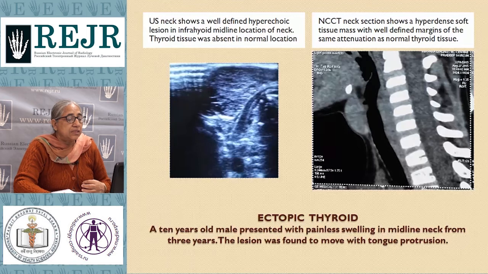This is a case of an ectopic thyroid in a 10-year-old male who presented with a painless swelling in the midline neck for the last 3 years, and the lesion was found to move with tongue protrusion. On ultrasound, it is seen as a well-defined hyperechoic lesion in the infrahyoid midline location of the neck. The thyroid tissue was absent in normal location. The CT done shows a hyperdense soft tissue mass with well-defined margins of the same attenuation as a normal thyroid tissue.